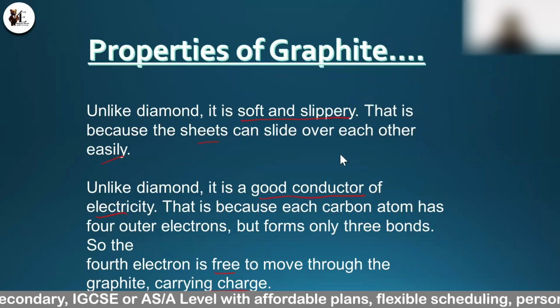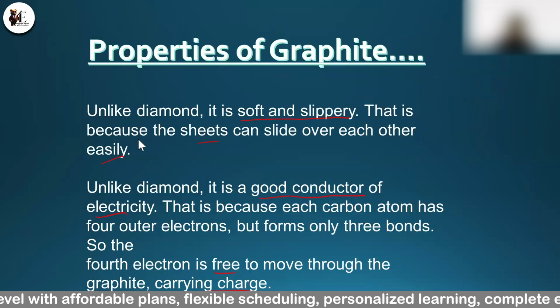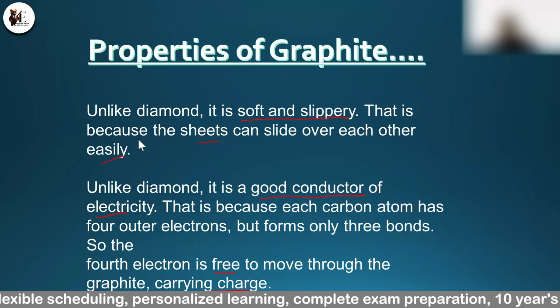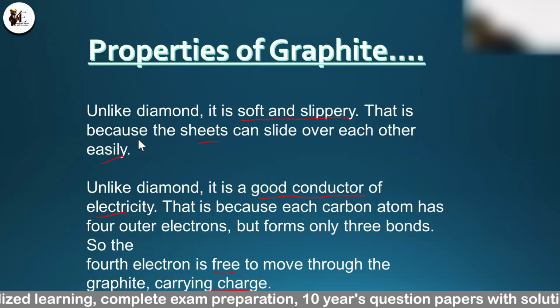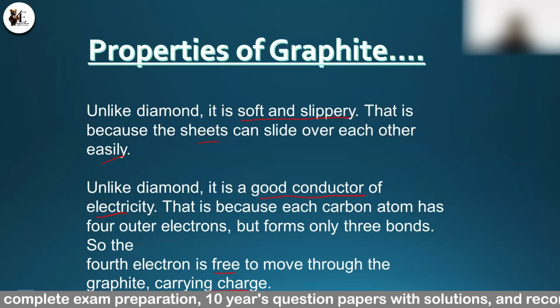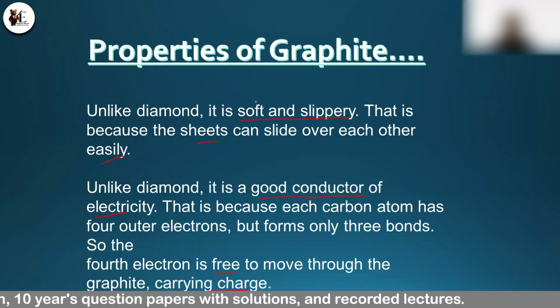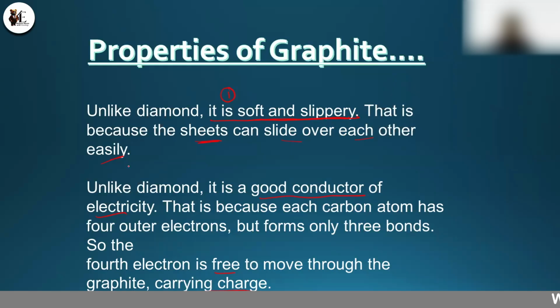So these are my properties of graphite. As I've already explained, diamond is very hard. In fact, it is the hardest substance on earth. But graphite is soft and slippery. So these are very different properties, although both are made up from carbon. In properties of graphite, you have to write that it is soft and slippery. This is your first property. Why is it soft and slippery? Because the sheets can slide over each other easily.